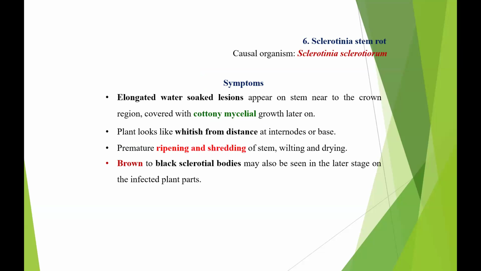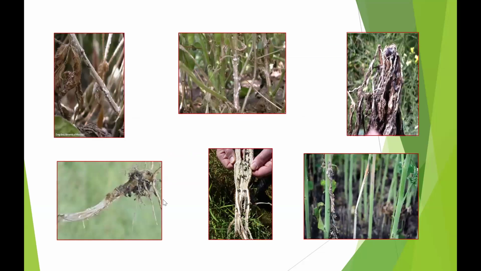Plant looks whitish from distance. Premature ripening and shredding of stems. Brown to black sclerotial bodies may also be seen. Due to the whitish mycelial growth, it is also known as white mold or snow mold. This is how it looks, snow-like appearance or whitish mycelial growth. And when we split the stems of this plant, we can see sclerotia, like black mustard seed-like structures, inside the vascular tissues. These are the sclerotia which are produced.